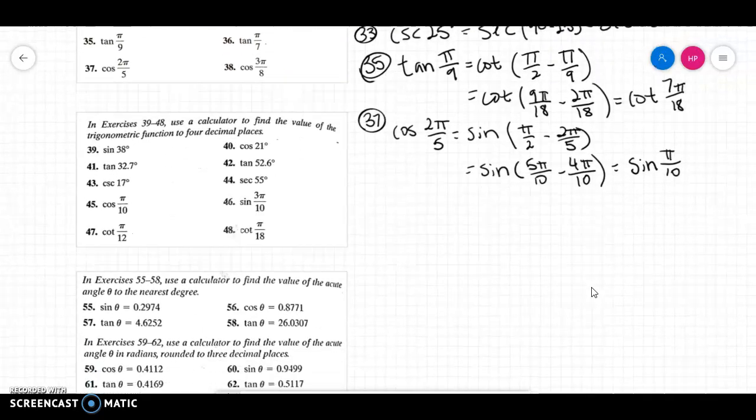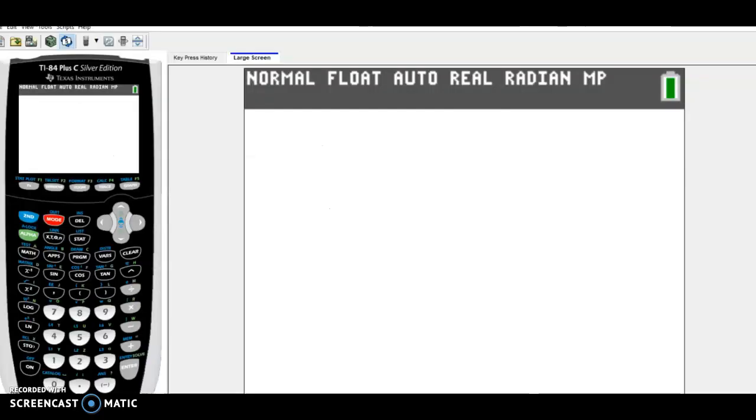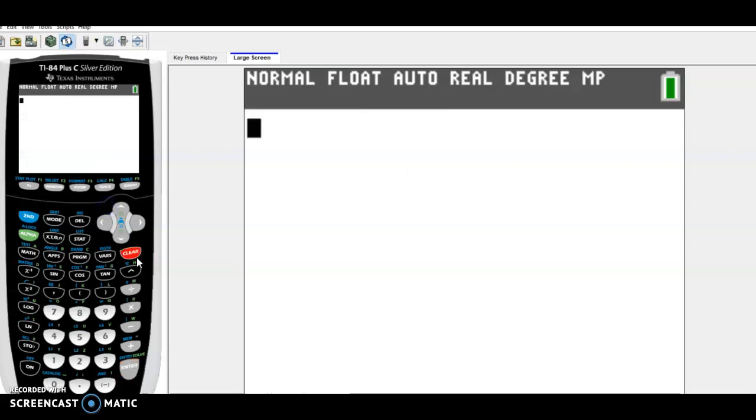So calculator. 2 ways to use the calculator. I'm not going to do many of these because it really is just button pushing. But if you take a look, 39 to 44 are in degrees and 45 to 48 are in radians. We need to make sure that our calculator mode is correct. So if I go to my calculator and look at my mode, across the top, mine tells me that I'm working in radians. If I arrow down and over so that degrees is highlighted, then I now am working in degrees. So to find something like 39, the sine of 38, it is as simple as hitting sine 38.